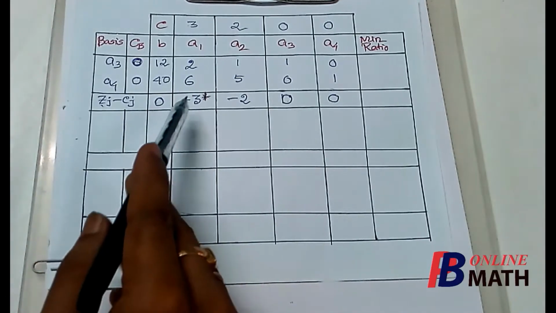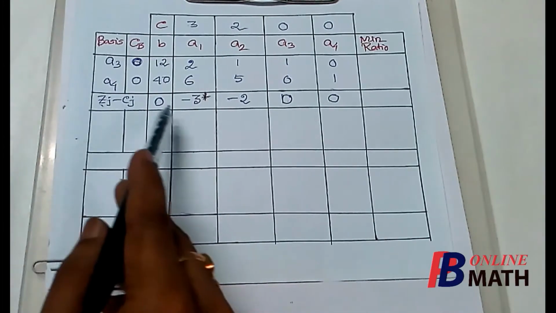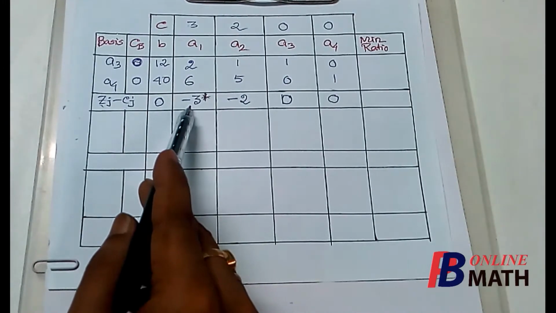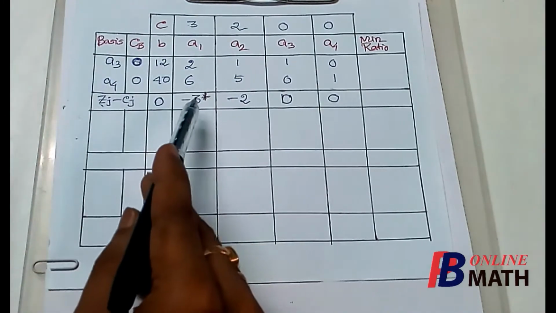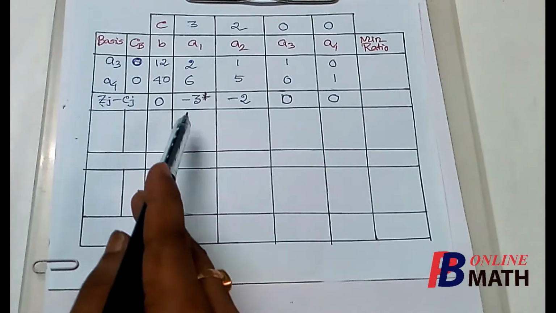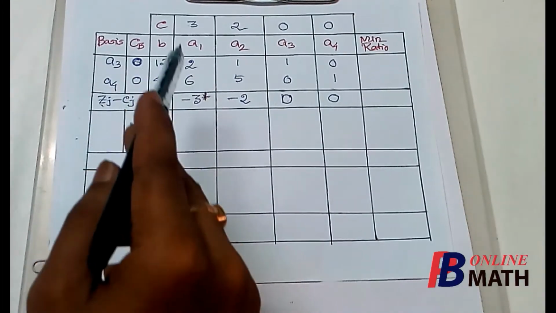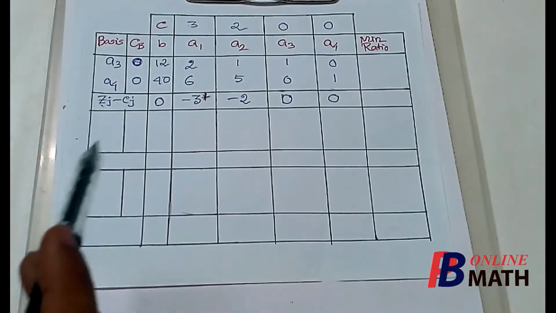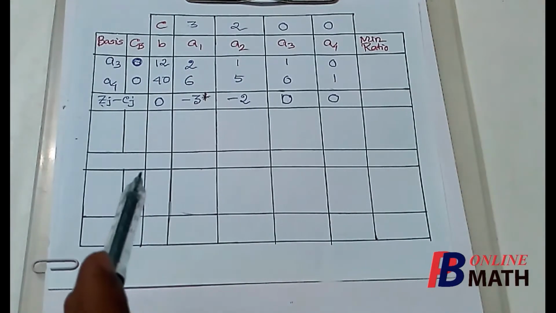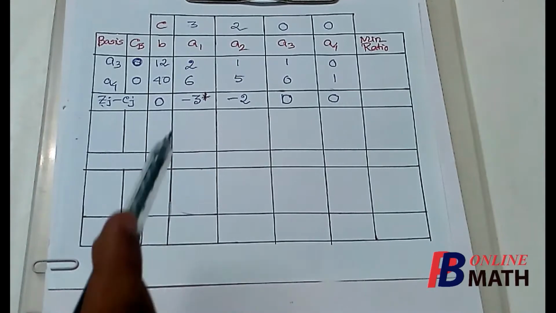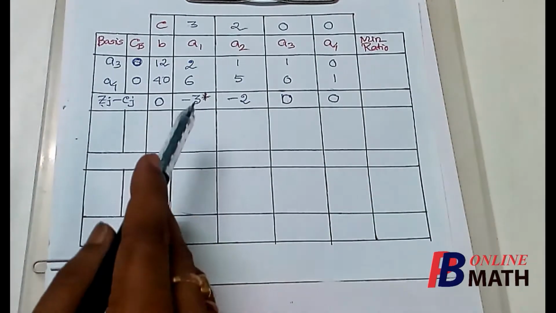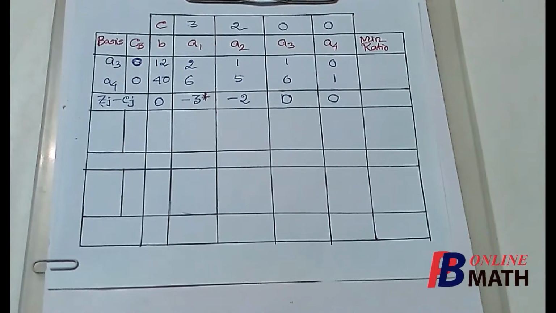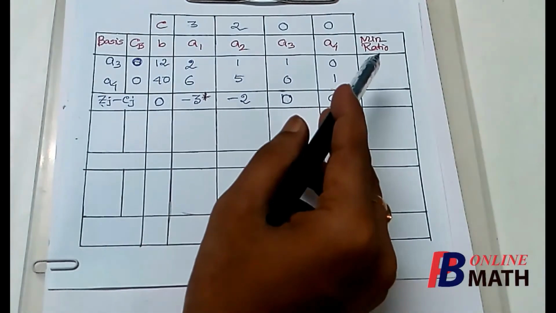Now here we have found that the minimum value of Zj minus Cj appears for the vector of a1. So we can conclude that the variable x1 will enter the new basis. Now the question is, which variable will it replace? Now that variable can be found by computing the min ratio. Now what is the min ratio?